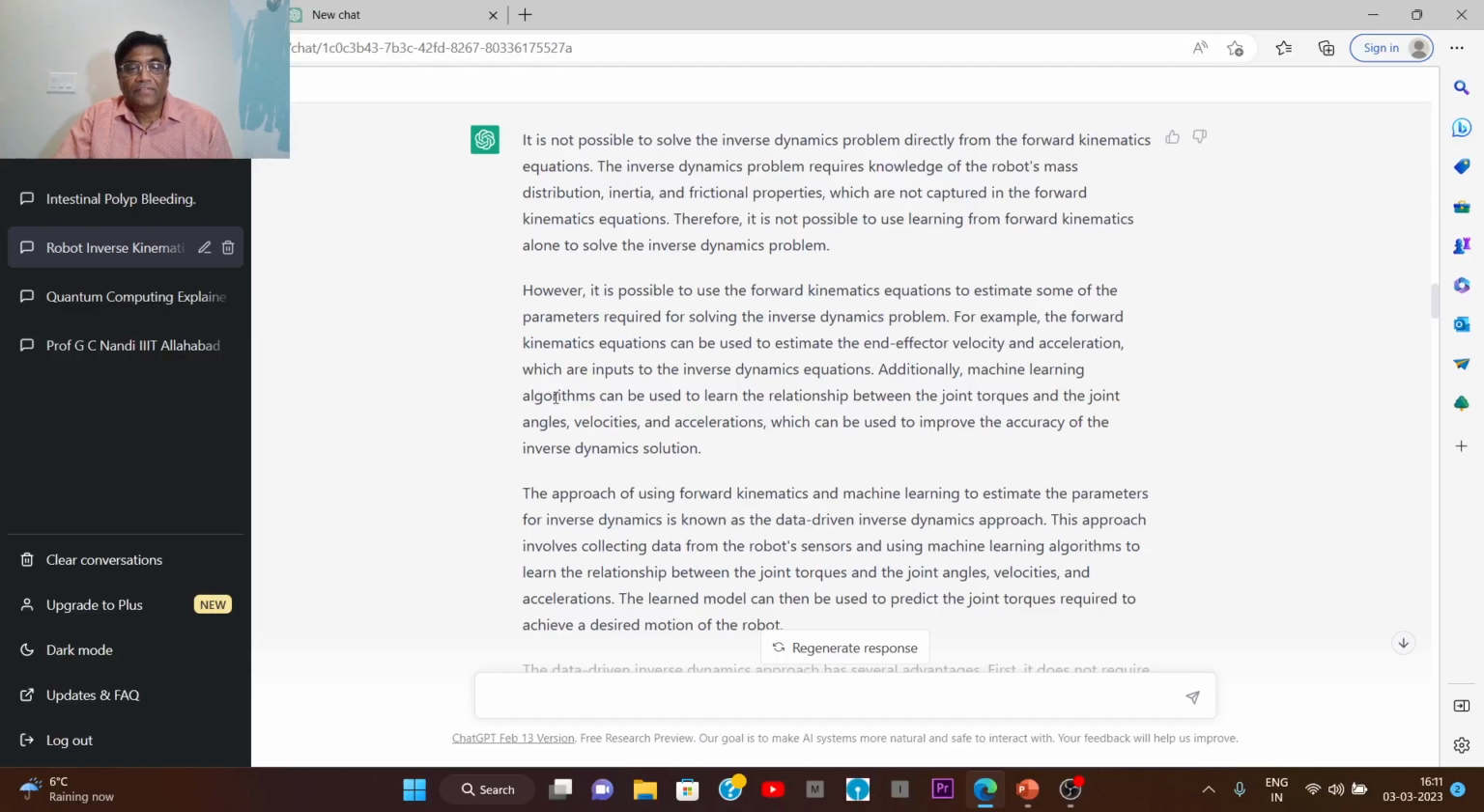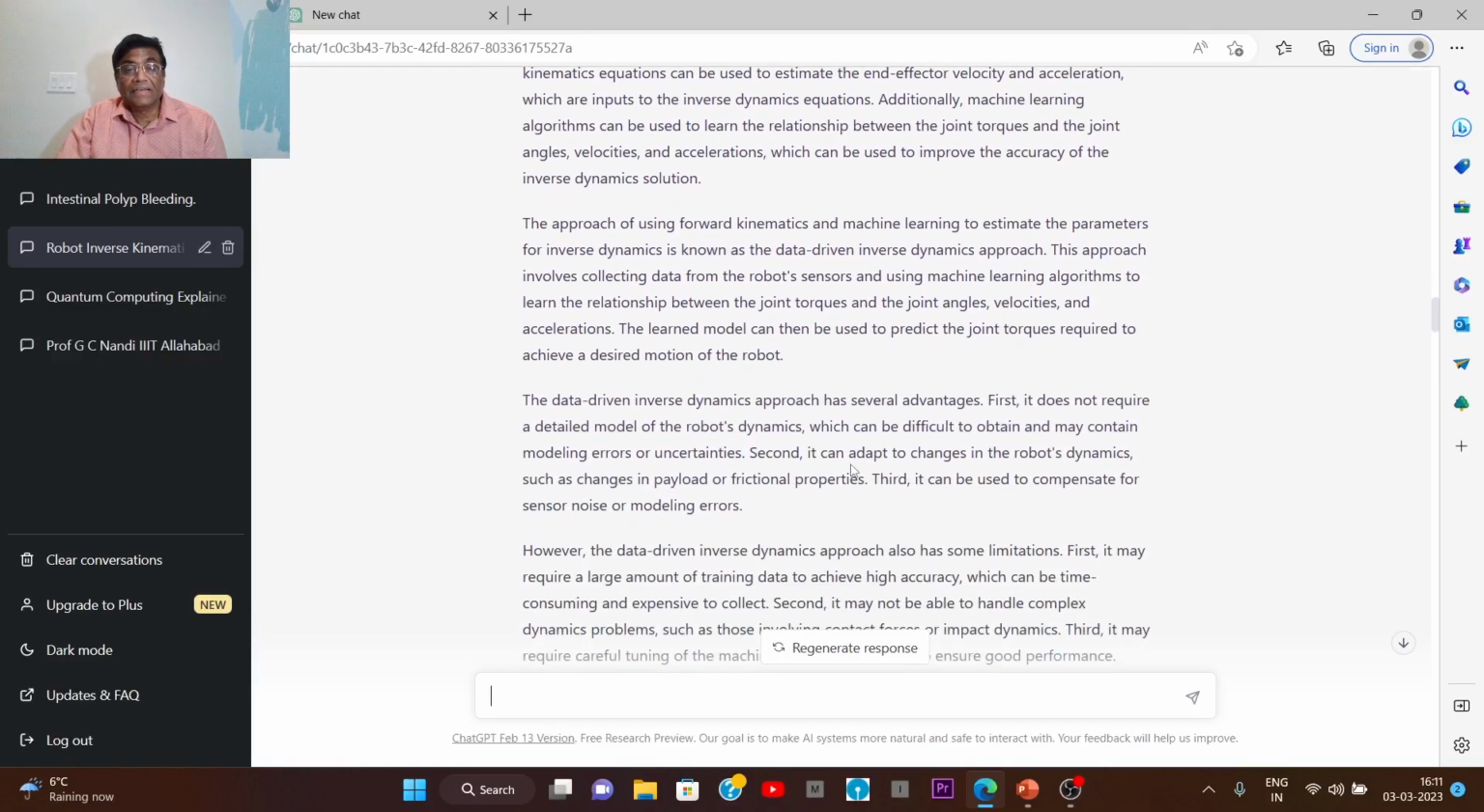For example, the forward kinematics equation can be used to estimate the end effector velocity and acceleration, which are inputs to the inverse dynamics equation. And additionally, machine learning algorithms can be used to learn the relationship between the joint torques and the joint angles, velocities and acceleration, which can be used to improve the accuracy of the inverse dynamics solution.